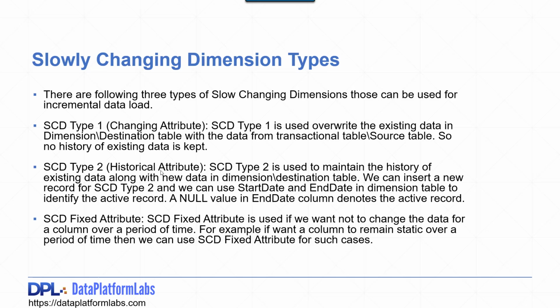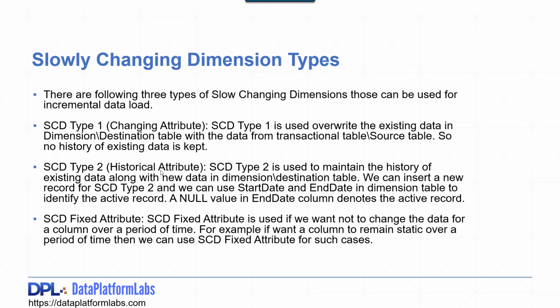The first one is SCD type 1, which is also called the changing attribute. SCD type 1 is used to override the existing data in the destination table with the data from the source table. So in this particular case, we don't keep any history for the existing data. We actually override the existing data.